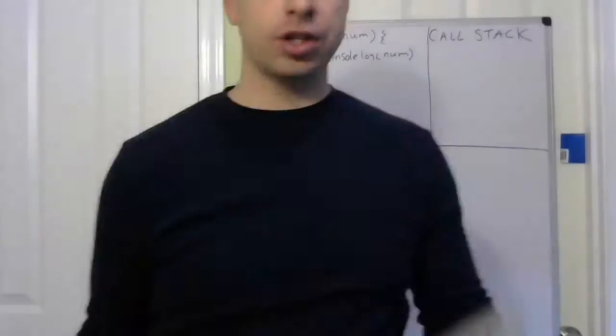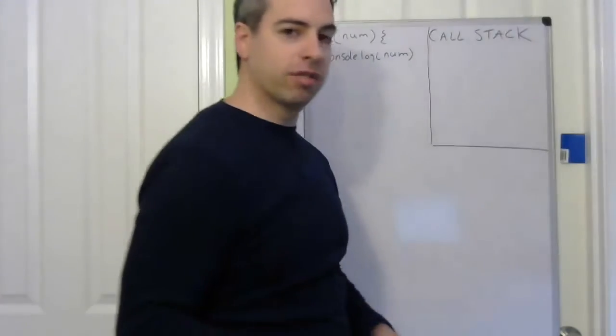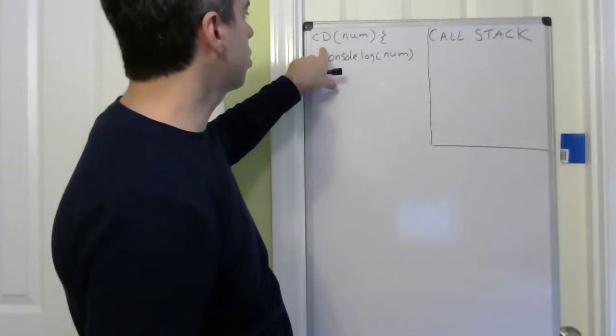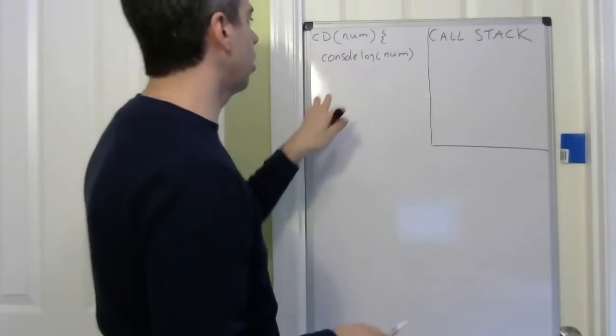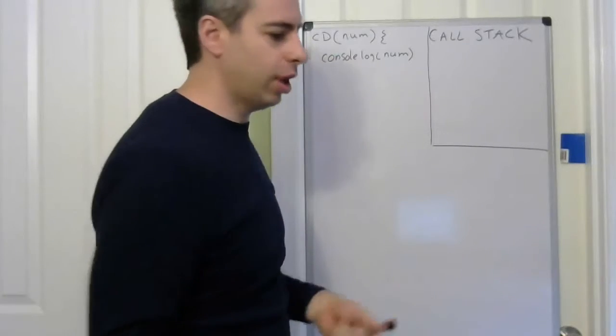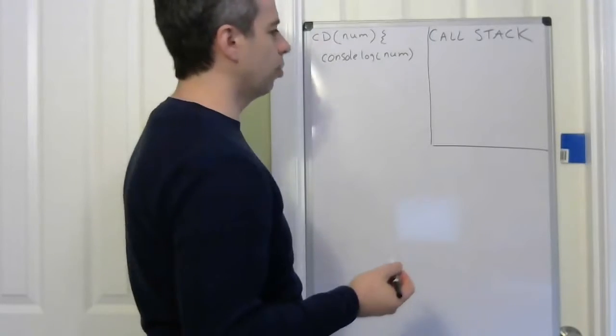It's a simple explanation of how the call stack works in JavaScript, by means of a very, very simple function call, like a countdown. I've already started some stuff here. CD stands for countdown and a number. We're going to count down by logging out the number. That's how we're going to know that we're counting down. So console log the number.